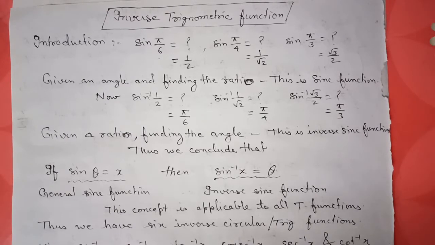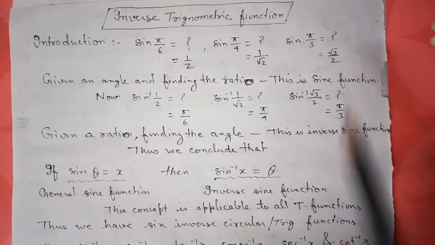What is the value of sine pi by 6? What is the value of sine pi by 4? What is the value of sine pi by 3? Of course, you would answer: sine pi by 6 is 1 by 2. Sine pi by 4 is 1 by root 2. Sine pi by 3 is root 3 by 2.